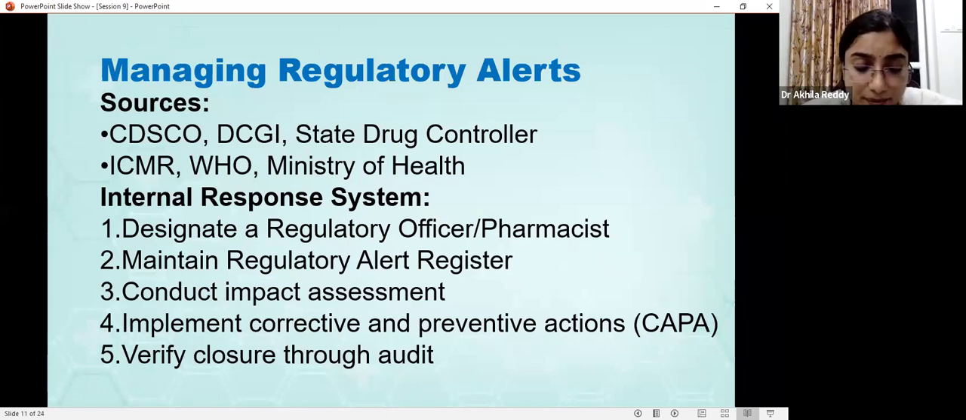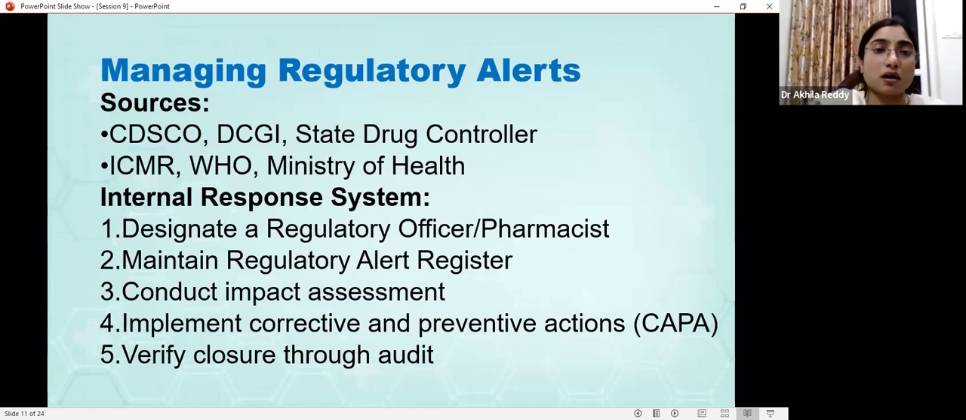That is the reason we should always be alert to the latest guidelines, and that should be communicated to the clinicians, which should be acknowledged, and the regulatory alert register should be maintained. And if something has happened, if the reaction has already happened, then the corrective action is to reverse the risk, and the preventive action is not giving the same medicine again, and at the same time we are supposed to follow that preventive action. And verify closure.